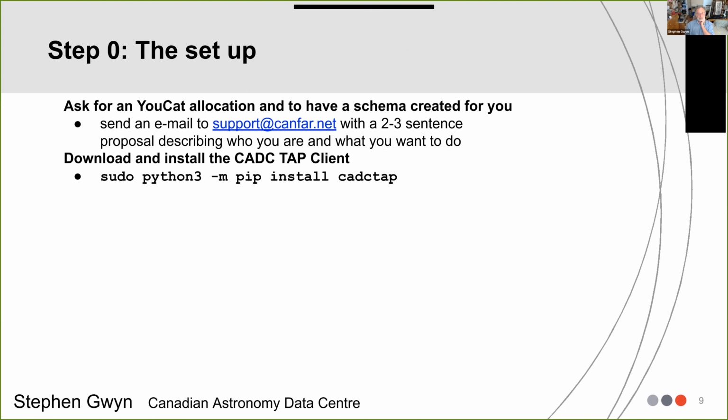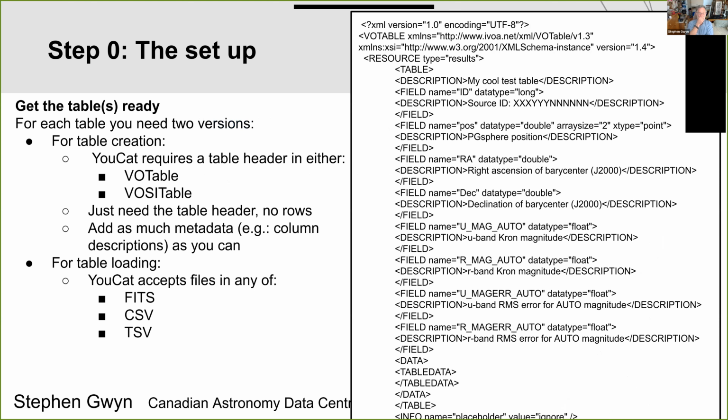Okay, so I'm just going to walk through how one would do this. The first part, step 0, is the setup. You ask for a YouCat allocation and have a schema created for you, a schema being the equivalent of a directory. And then once you get that, you have to download and install the CADC TAP client, but it's a Python package that installs with pip, so that's relatively straightforward. And then you need to get the tables ready.